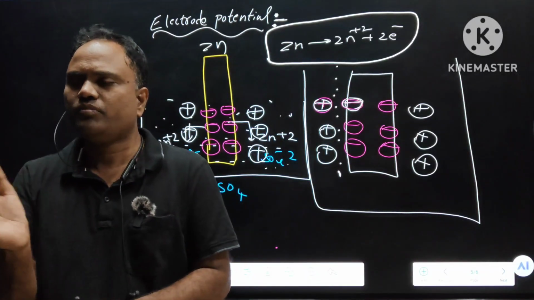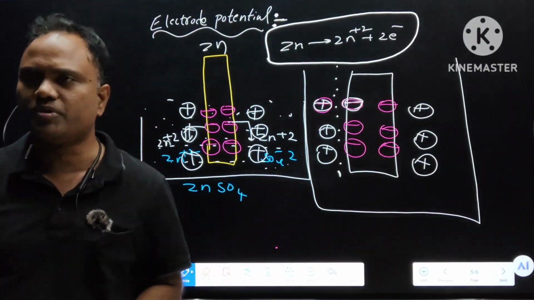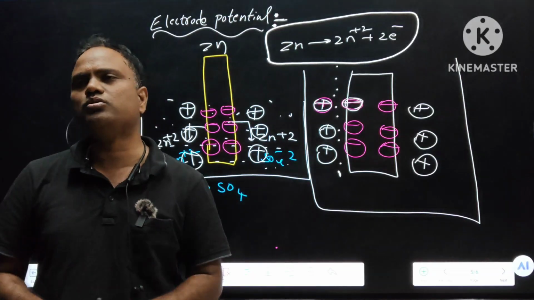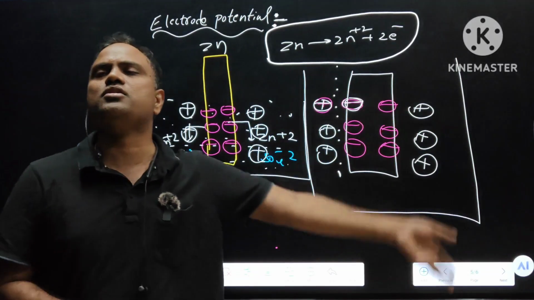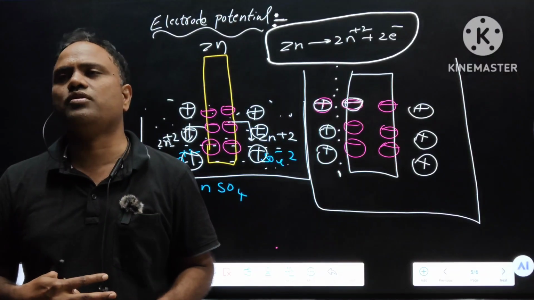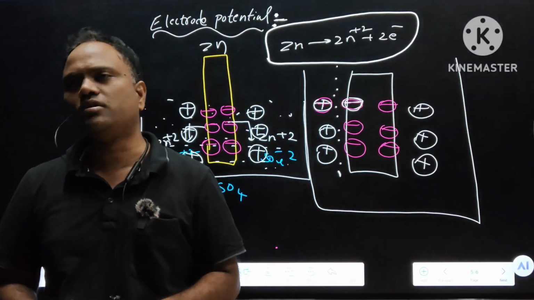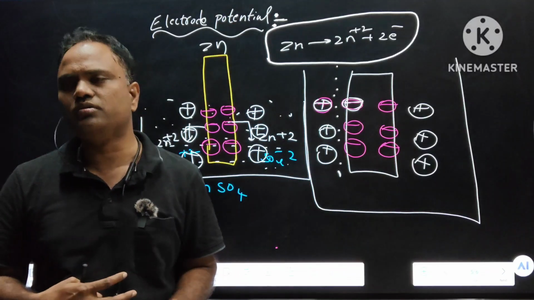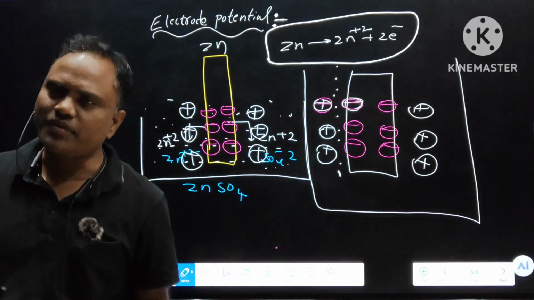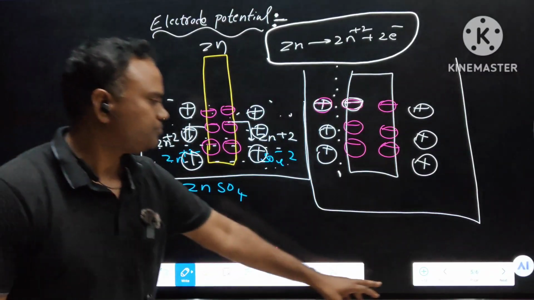Electrode potential is again classified into two types, oxidation potential and reduction potential. You know the definition of electrode potential. Divide it into two types, oxidation potential and reduction potential. Oxidation potential means potential difference developed due to oxidation reaction or due to loss of electrons by the metal. Close it. Clear? Right. Next.